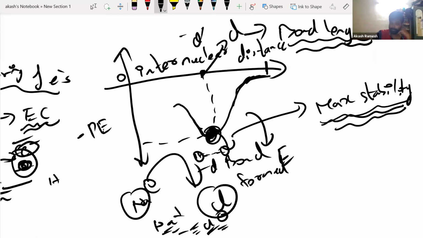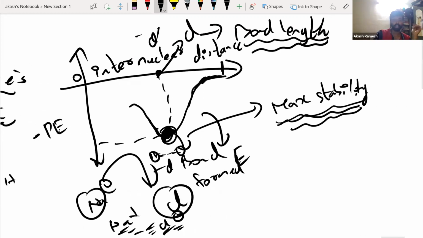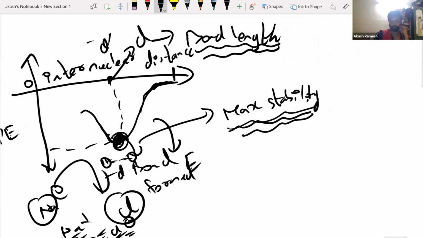So the maximum stability will be attained at the point when the attractive force is about to end and the repulsive force is about to start. Yes, exactly. So that's about how a covalent bond is formed.